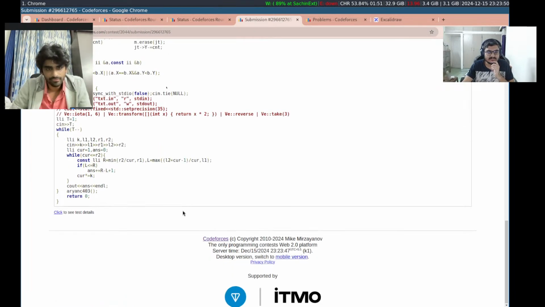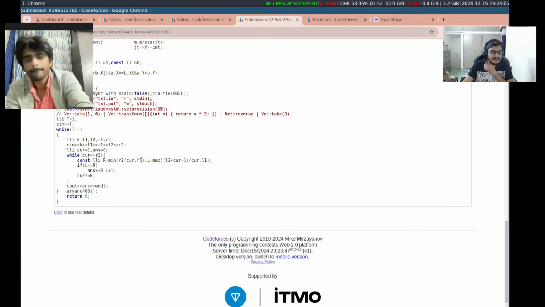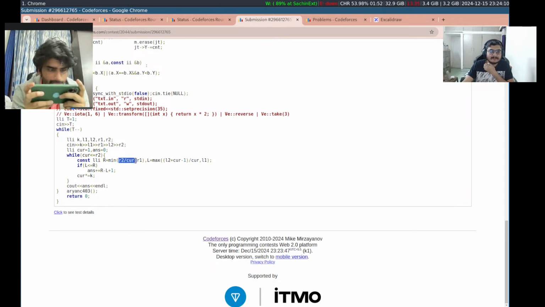So essentially this was the solution: take everything as input. Now keep the number of solutions as the answer and the current power we are considering. As long as current power is less than or equal to R2, the two possible ranges of x you can have are R1 and R2 divided by current, which would be the ceil here.